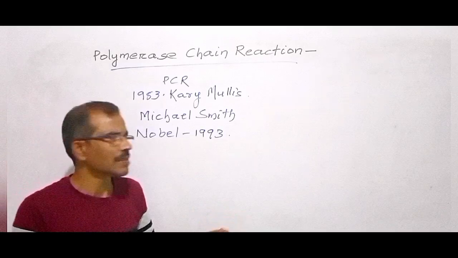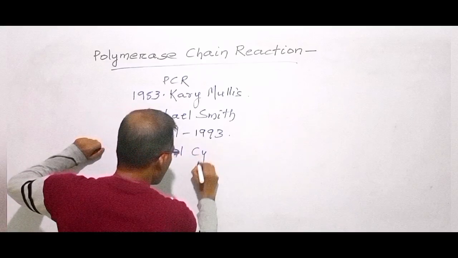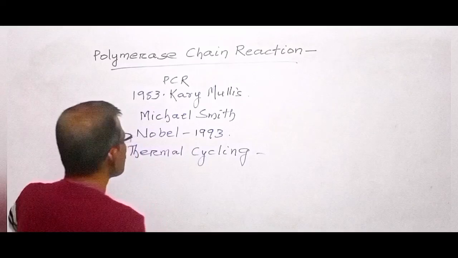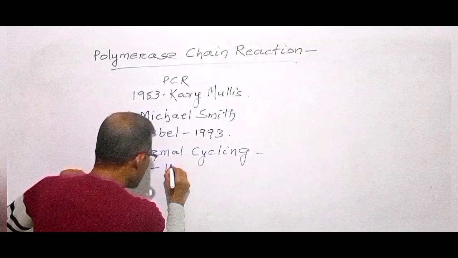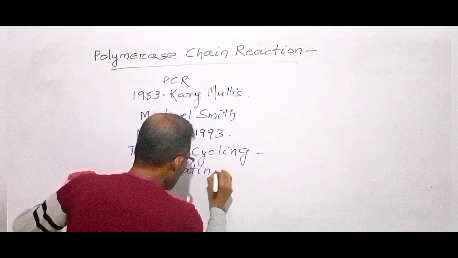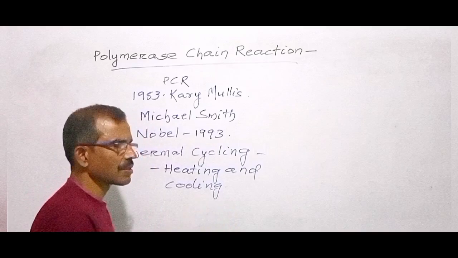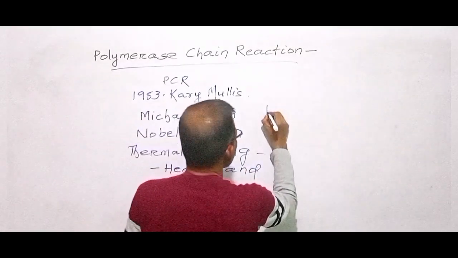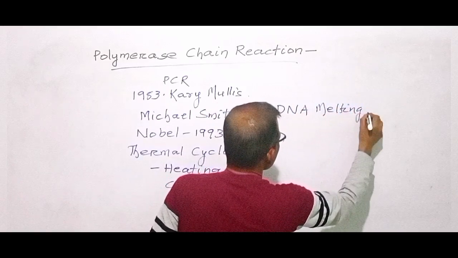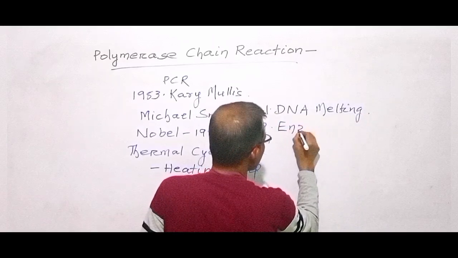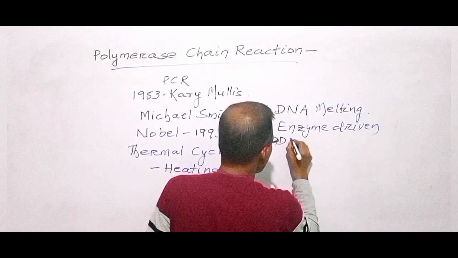The majority of PCR methods are based on thermal cycling. The process of thermal cycling exposes reagents to repeated cycles of heating and cooling to carry out different temperature-dependent reactions, more specifically DNA melting and enzyme-driven DNA synthesis.